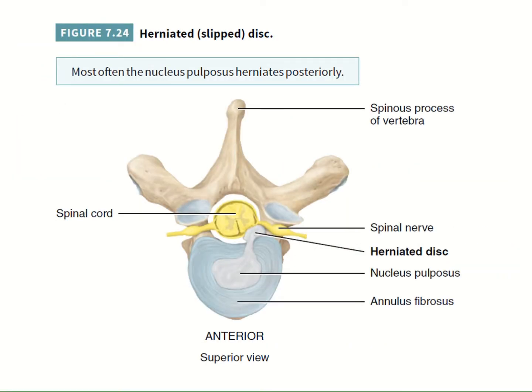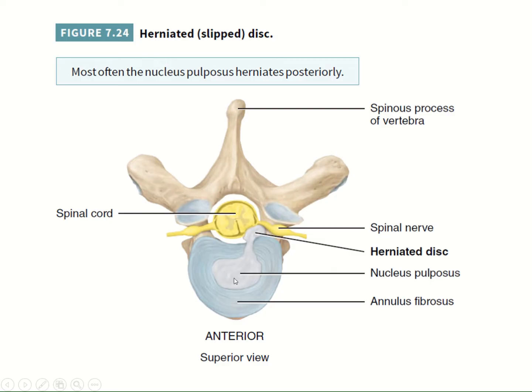Here's a picture of a herniated disc or a slipped disc. So most often, the nucleus pulposus herniates posteriorly. Let's get oriented with the picture. This is anterior, this is posterior. Remember the intervertebral disc that I mentioned a while ago that is found in between the vertebral bodies of the vertebrae that act as shock absorbers? So the intervertebral disc is made up of the annulus fibrosus and the nucleus pulposus.